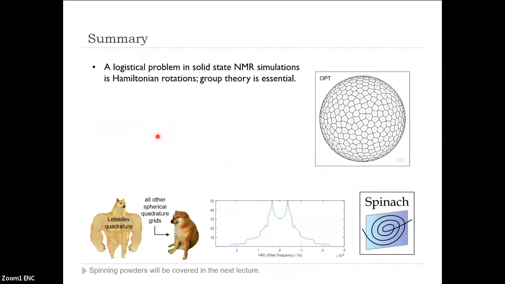Okay, so summary. Actually, for static solids, the time domain simulation problem in magnetic resonance is exactly the same as it is in liquids. Exponentiate the Hamiltonian, multiply it repeatedly into the density matrix, and you're done. That's your trajectory. But a logistical problem is we need to do these rotations and these powder averages. And as you can see, group theory is quite essential in there.